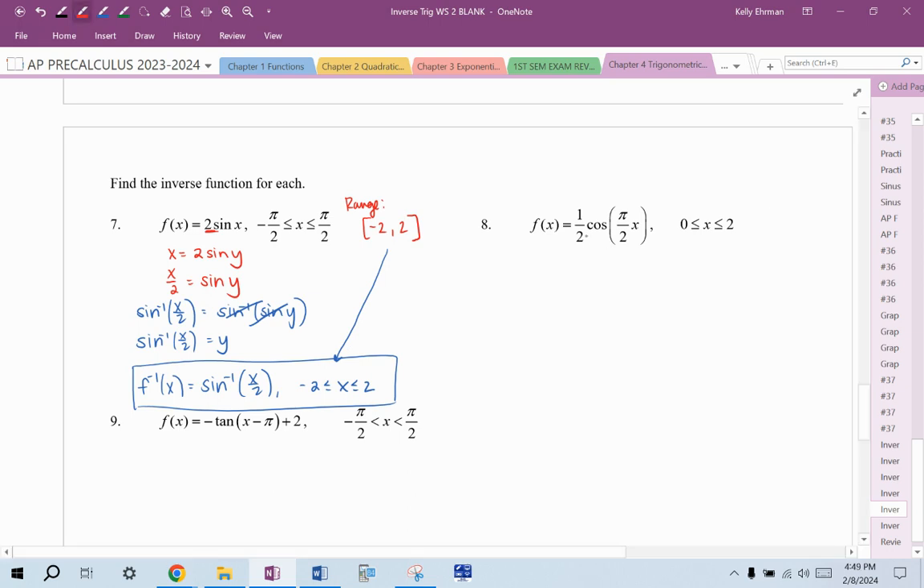Same thing for this one. Let's look at this cosine graph. It's got an amplitude of 1/2, no vertical shift. So its range, the range of f, goes from negative 1/2 to positive 1/2.